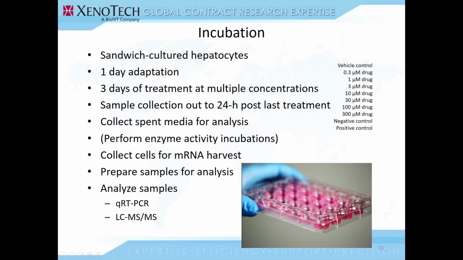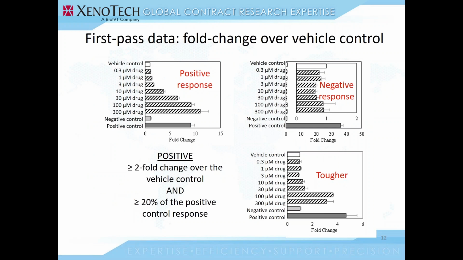Then we're going to collect samples out to 24 hours post the final treatment and collect the spent media, that's that cell culture media from the dosing. If we need to do enzyme activity, that's when we'll do it, and then we'll collect cells for mRNA harvest. Then we send off the samples for RT-PCR or LC-MS/MS, depending on whether we're looking at activity, drug concentration, or mRNA expression. And then an awful lot of activity happens before we get to the next step, but I'm going to skip it all because we're going to look at data.